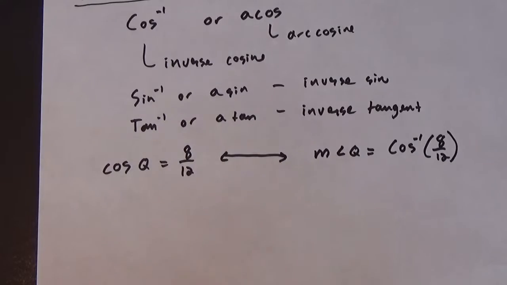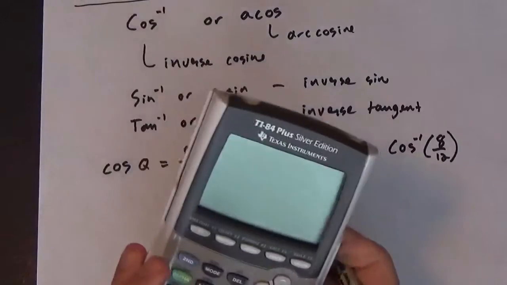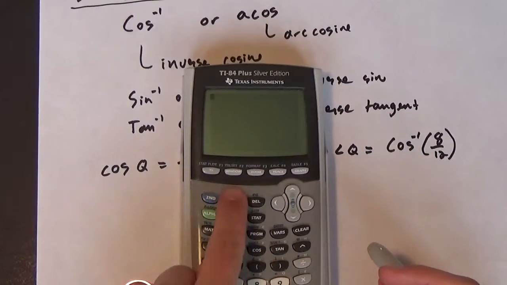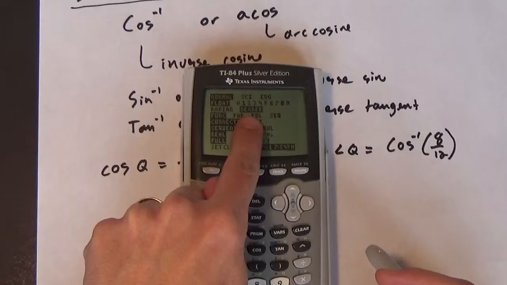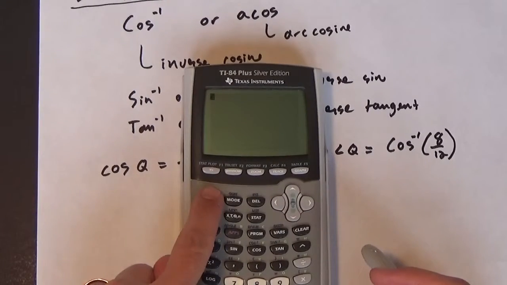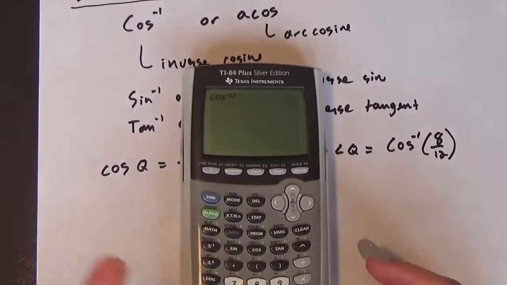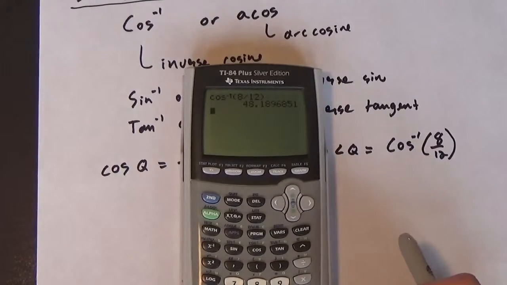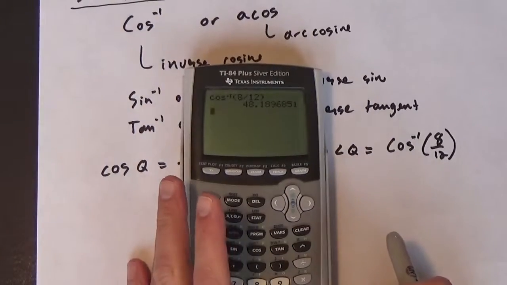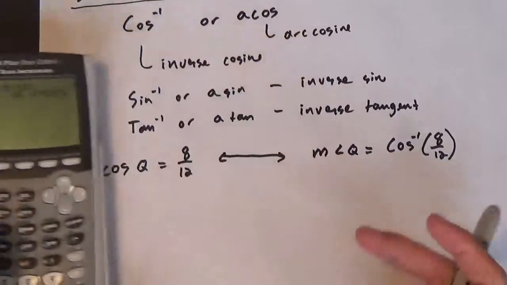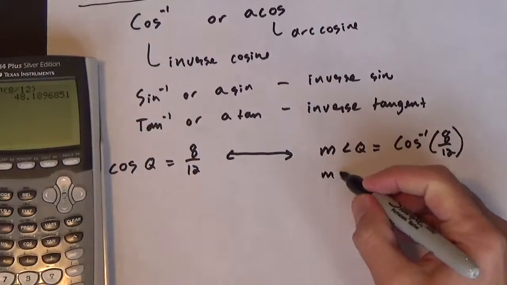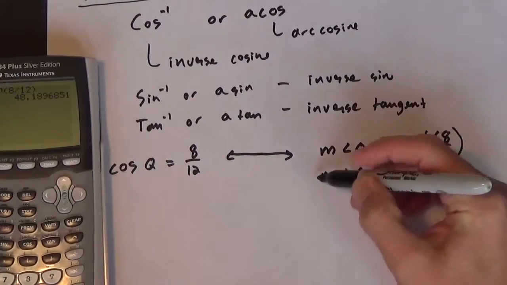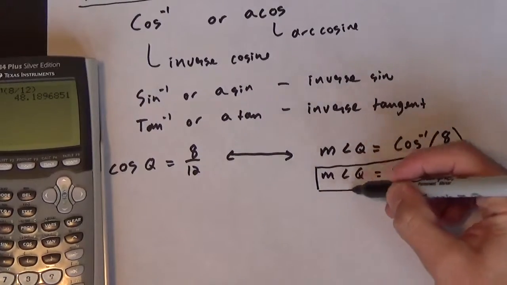All right, so let's go ahead and put that into our calculator. Now remember, you have to make sure you're in degrees, not radians. What we do is hit the second cosine, if you have this TI calculator, and it's 8 divided by 12. And we end up with 48.19. So the measure of angle Q is 48.19 degrees. And there would be the answer.